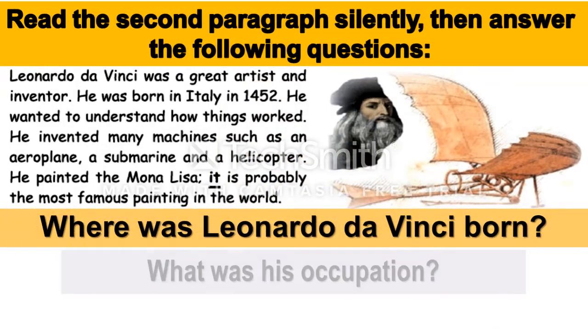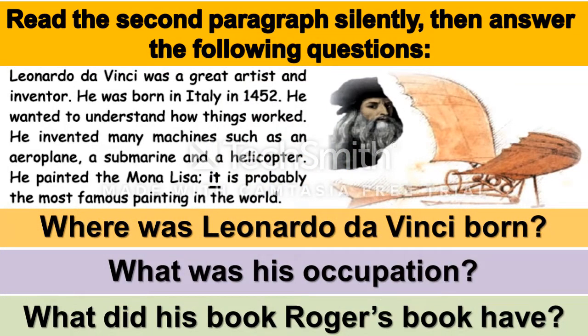Leonardo da Vinci was a great artist and inventor. He was born in Italy in 1452. He wanted to understand how things worked. He invented many machines such as an airplane, a submarine, and a helicopter. He painted the Mona Lisa. It's probably the most famous painting in the world. Read the second paragraph silently, then answer the following questions. Where was Leonardo da Vinci born? What was his occupation? Mention the machines he invented.